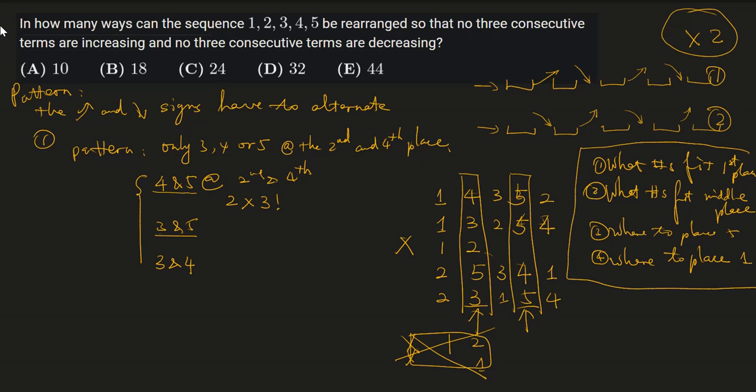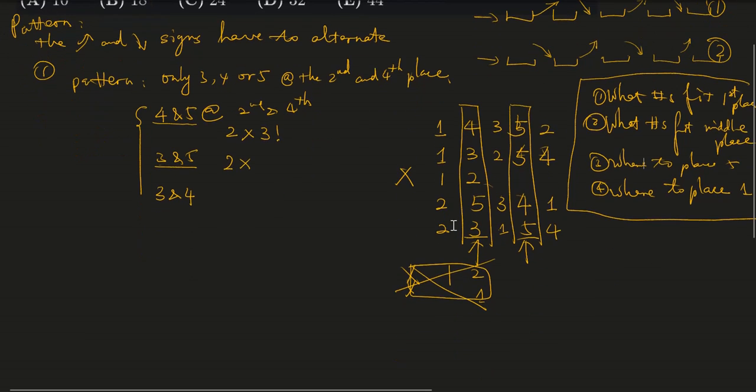Again, we have 2 ways to place 3 and 5. We have 3, 5 or 5, 3, right? So that's 2 ways. And then multiply. Let's scroll down a little bit.